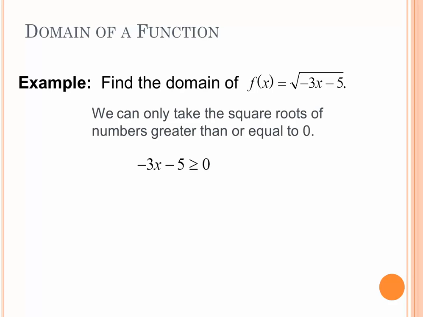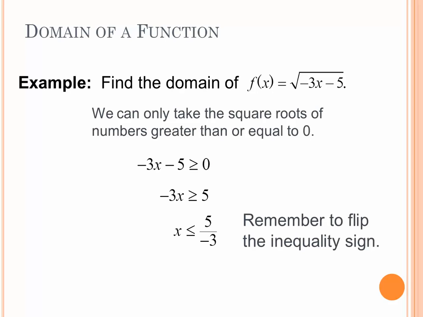So you take the radicand and set it greater than or equal to 0. We're going to add the 5 to both sides. We're dividing by a negative 3. Keep in mind when you divide by a negative number, you need to flip the direction of the inequality. So our domain, or what we're allowed to plug into x, is from negative infinity to negative 5/3.